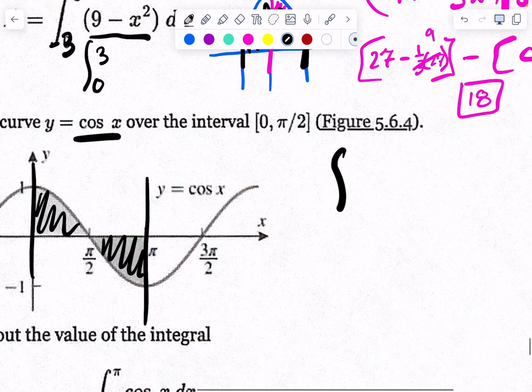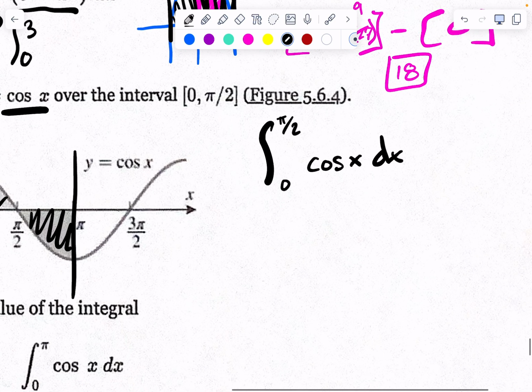So let's see, he's going from 0 to pi over 2 of cosine of x dx, okay? What's the antiderivative of cosine? I think it's just sine. So sine evaluated at pi over 2 and 0.